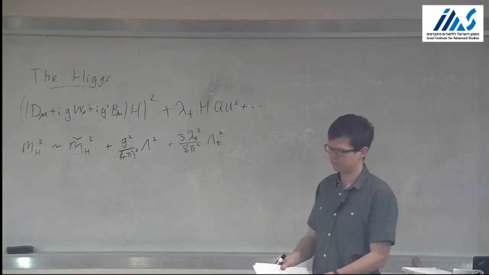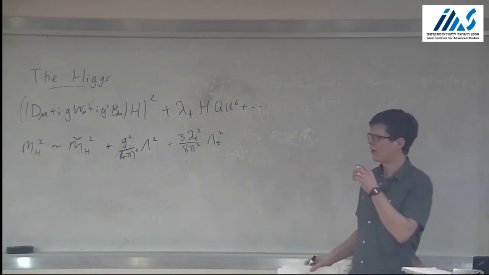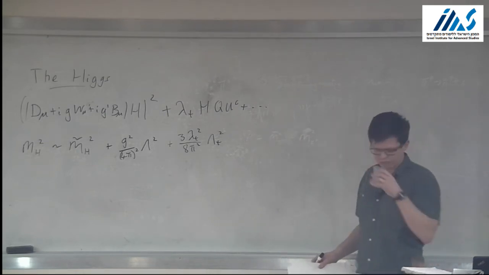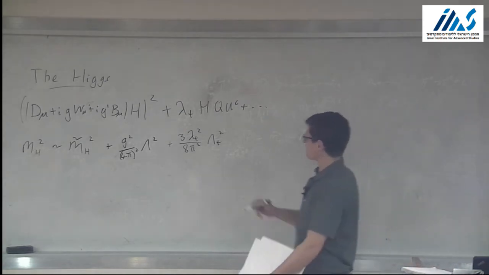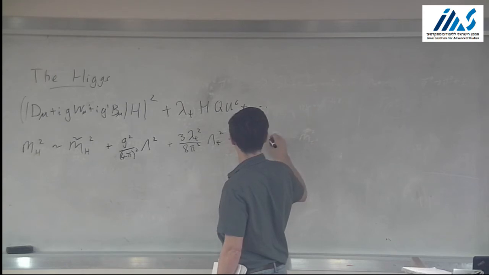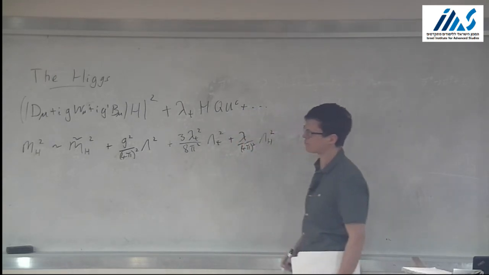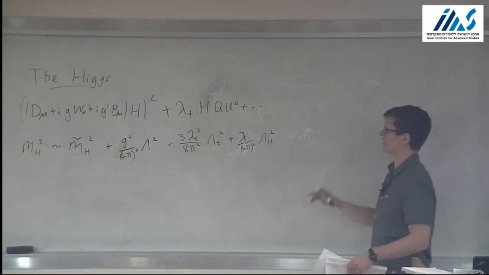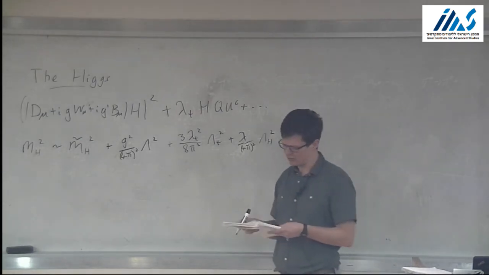Yep. Why isn't there a term from the Higgs-quartic interaction? Ah, there is. Yes, there's nothing... It's got lambda h squared, yes. Exactly. And when we get to the twin Higgs, you'll see that this term can be important.